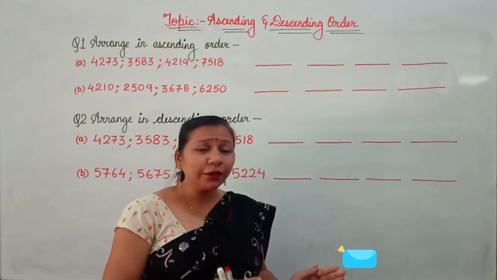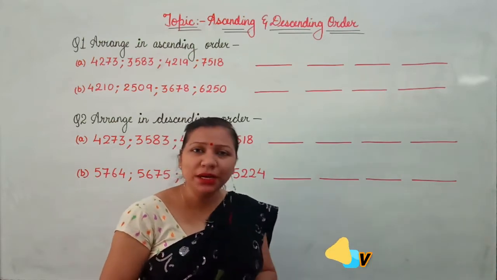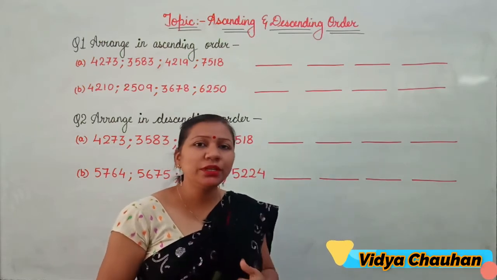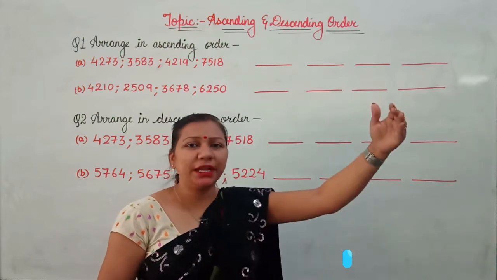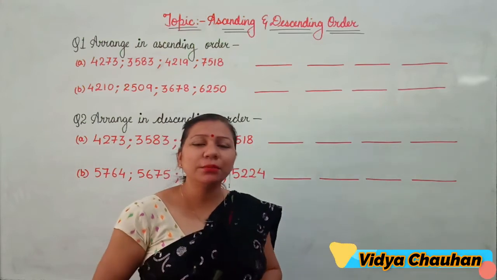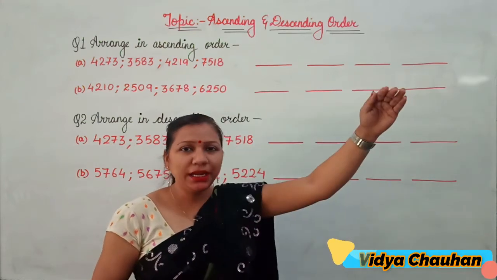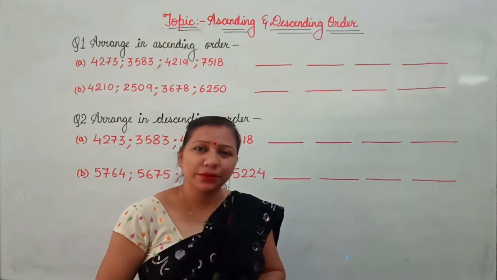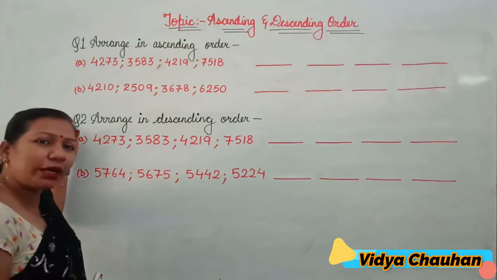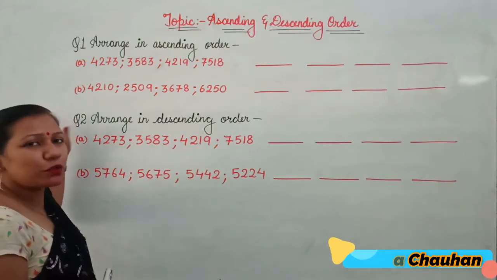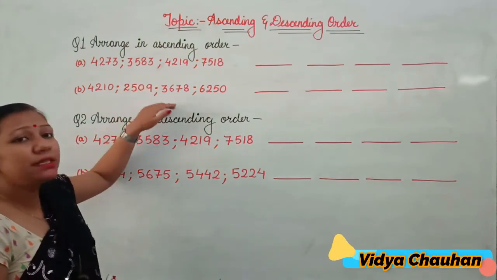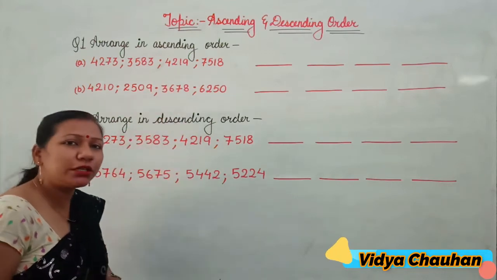When we relate the same concept to numbers, ascending order means writing the numbers in a sequence from smallest to biggest, whereas descending is just the opposite, writing the numbers in a sequence from biggest to smallest. Okay, so you can see some questions on the board which are taken from your book exercise. Let us see how to solve these questions and what will be the correct order of the numbers in ascending and descending order.